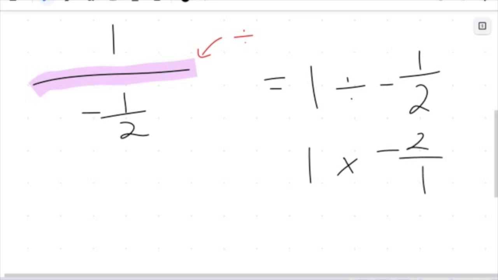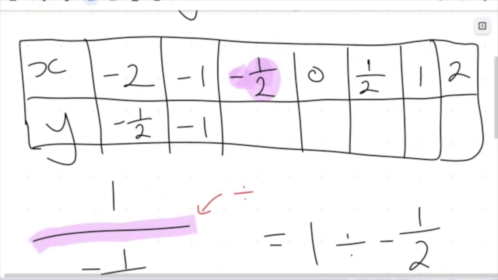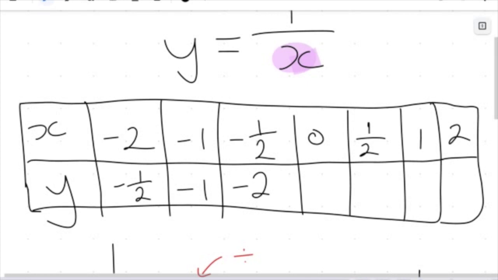Now -2 over 1 or -2 divided by 1, we can just write that as -2 because any number divided by 1 just gives us that number. So this gives me -2, and then I get left with 1 times -2 gives me -2. So that is going to be my value in here, -2. Okay, a little bit weird, but let's just roll with this, and we're going to see when we actually draw this graph what's going to happen if we took even smaller fractions here.